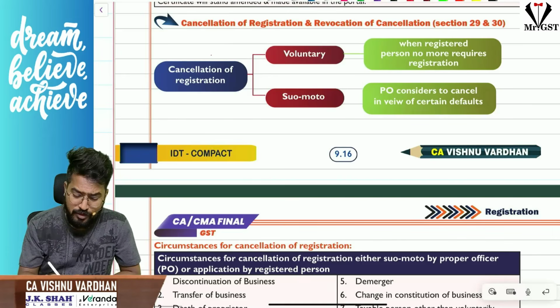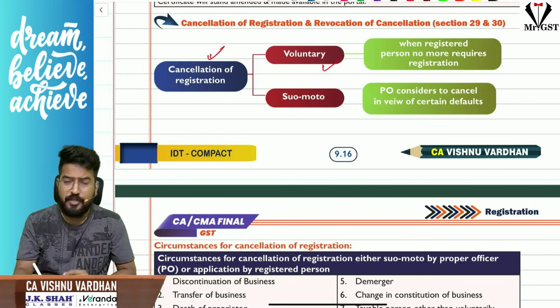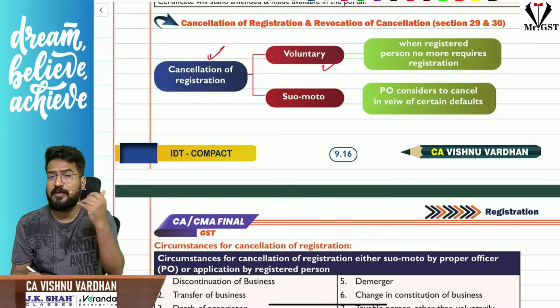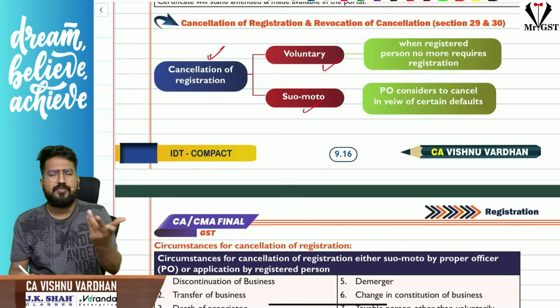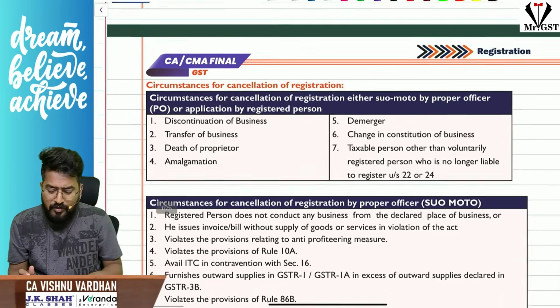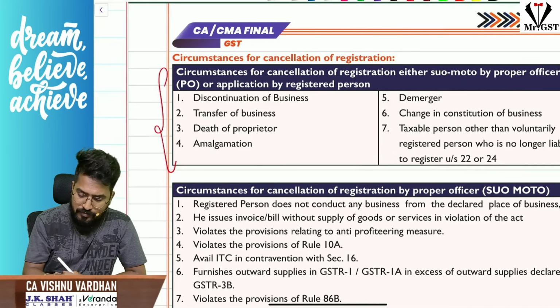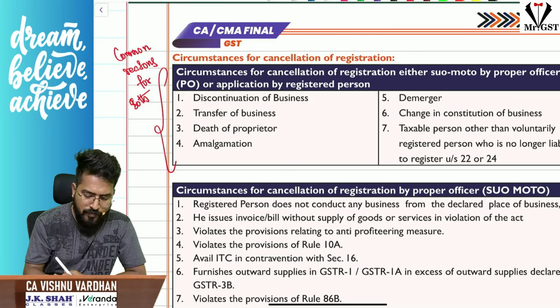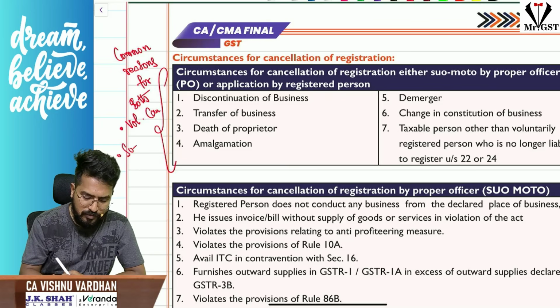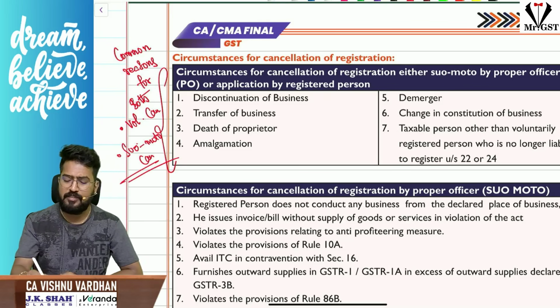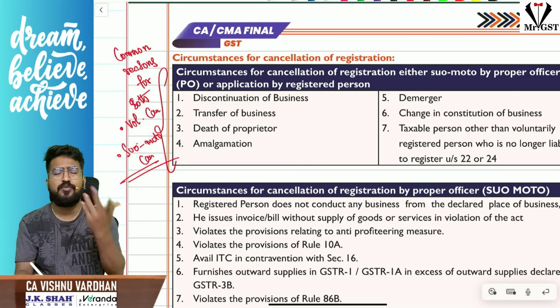The next one is cancellation of registration. Understand, either you can ask for cancellation, that is voluntary cancellation by the taxpayer, or suo moto cancellation by the proper officer. Proper officer also can cancel your registration. Now, sir, what can be the reasons for cancellation? These are the common reasons for both voluntary cancellation as well as suo moto cancellation. What can be the reasons, sir, why we will be cancelling your registration? Why you can ask, or why we can cancel?